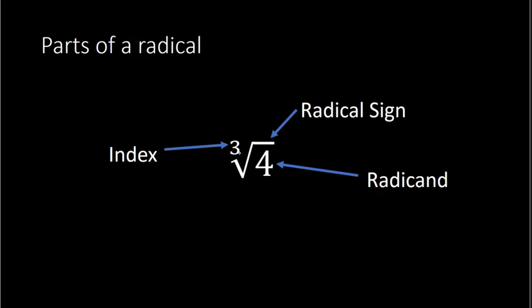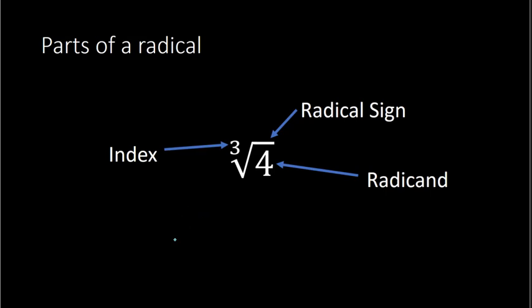The index is this number right up here. So this little 3, which shows that it's a cube root, that is called the index. And then this sign is called the radical sign. So make sure that you know these different terms, and especially the term radical sign and the term index. I would say that those are used more often than the term radicand, but still know the term radicand because you can see this word as well from time to time.